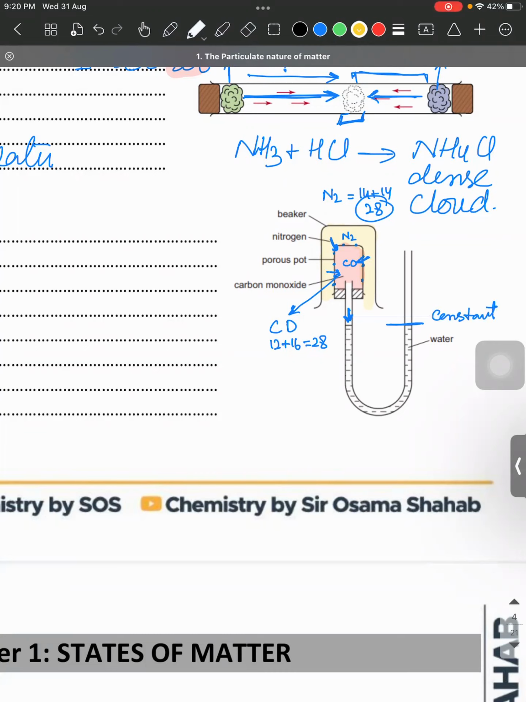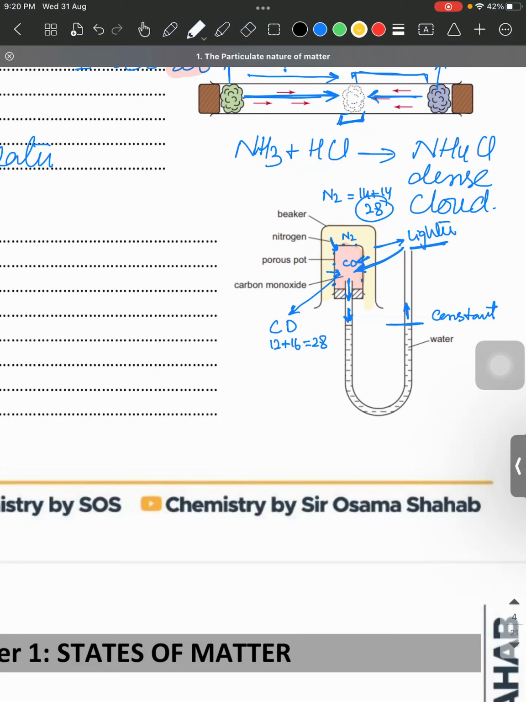For example, the outer gas was lighter, so it will diffuse quickly inside. And when it has diffused inside, it will apply pressure over here, and then the level of the water will rise, right? This is the very important point about this experiment that you need to understand.